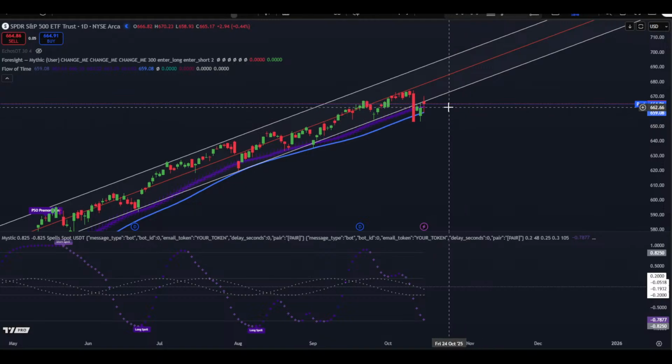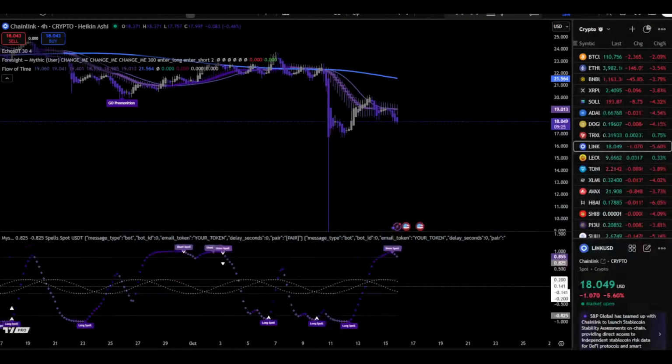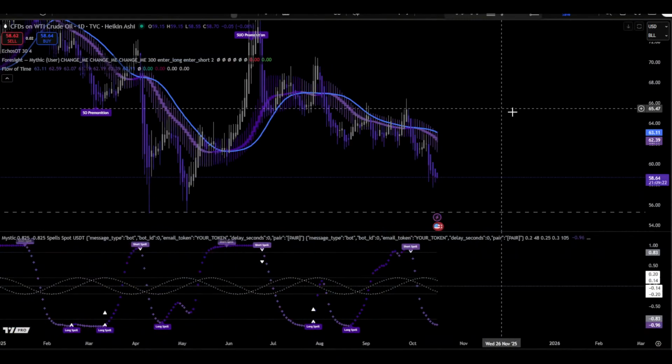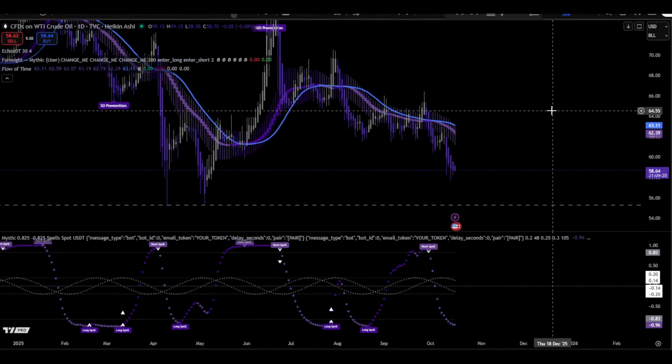So we'll see tomorrow where we're at. The last thing we're going to look at, we hadn't looked at a commodity yet, so we're going to check out oil.